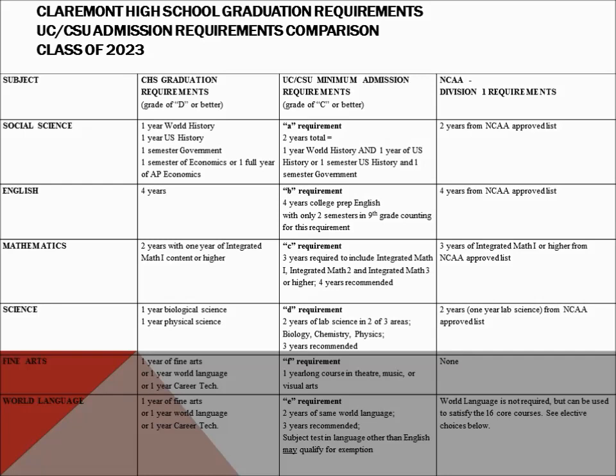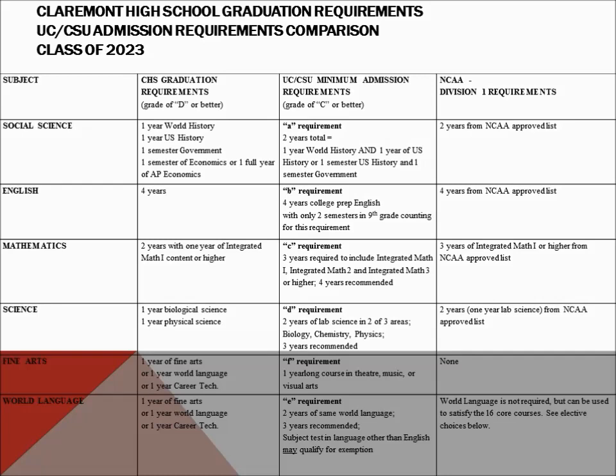That's a bit different for the Cal State and the UC system. They actually require both of those subject areas. So for the university, you need to have a year of an art class. And the good news is we have a ton of art classes. Most of the electives at Claremont High School fall in the art category. So whether it's theater, music, visual arts, those are all courses that would fulfill the fine arts requirement for college.